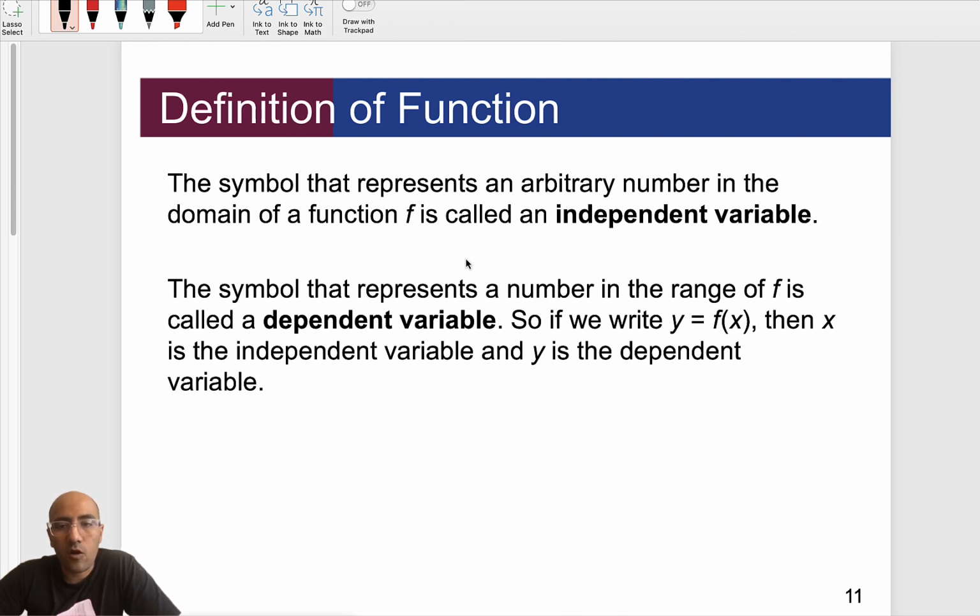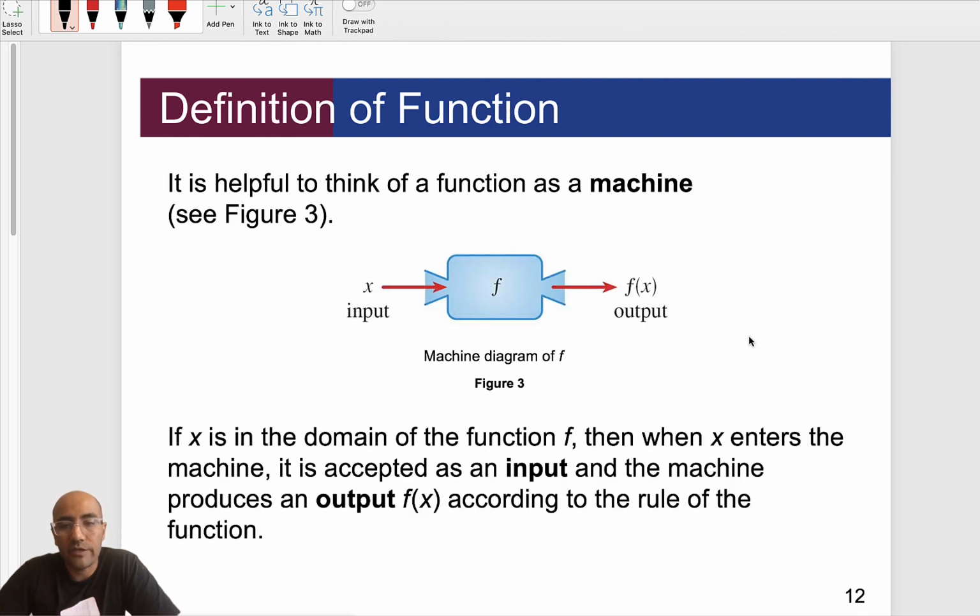The symbol that represents an arbitrary number for the domain of x is called the independent variable. Usually we like to use the letter x as the independent variable, but it doesn't have to be. The symbol that represents a number in the range of f is called the dependent variable. Usually we like to use the letter y, but not always. And in this case, we're saying that the y is also written as f of x. Remember, a little unit thing. You can't separate the f from the x. Good. Then x is the independent variable and y is the dependent variable in the traditional way of writing a function equation and function notation.